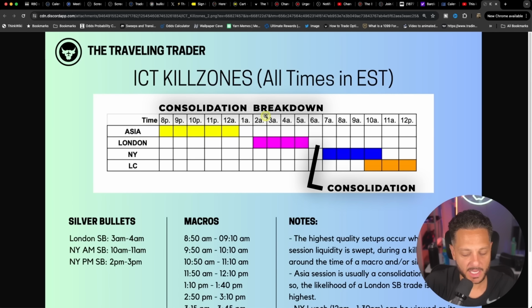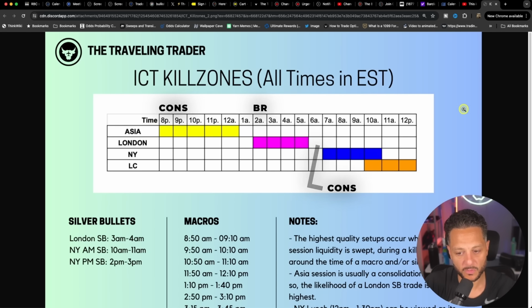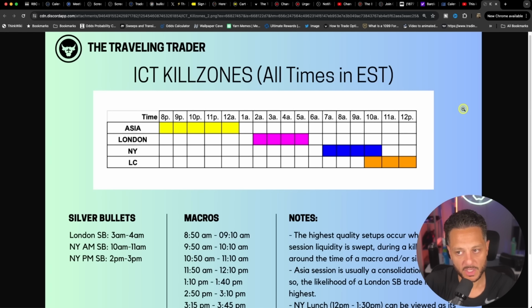And then we get a sort of breakout or breakdown during the London kill zone, and we get more consolidation between 5 a.m. and New York open. And then New York, there is another big move once New York open happens, okay? So let's go to the chart real quick and I'll explain this.